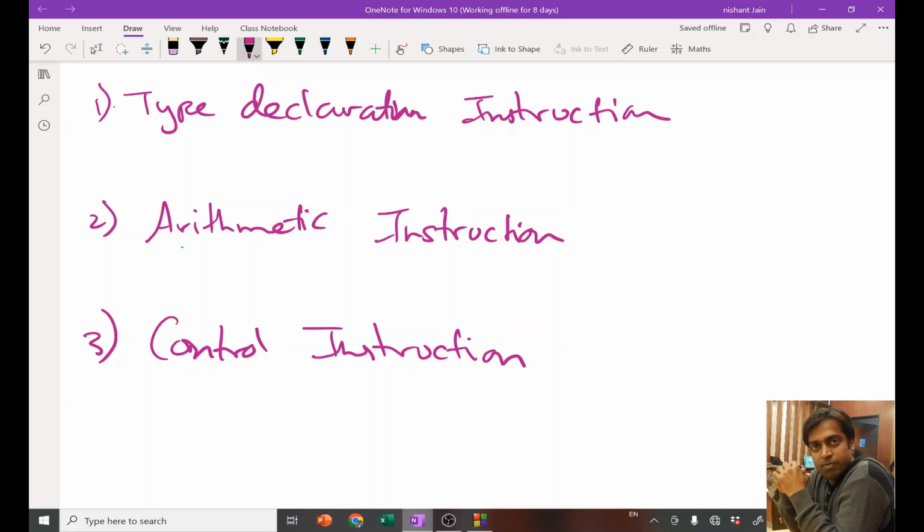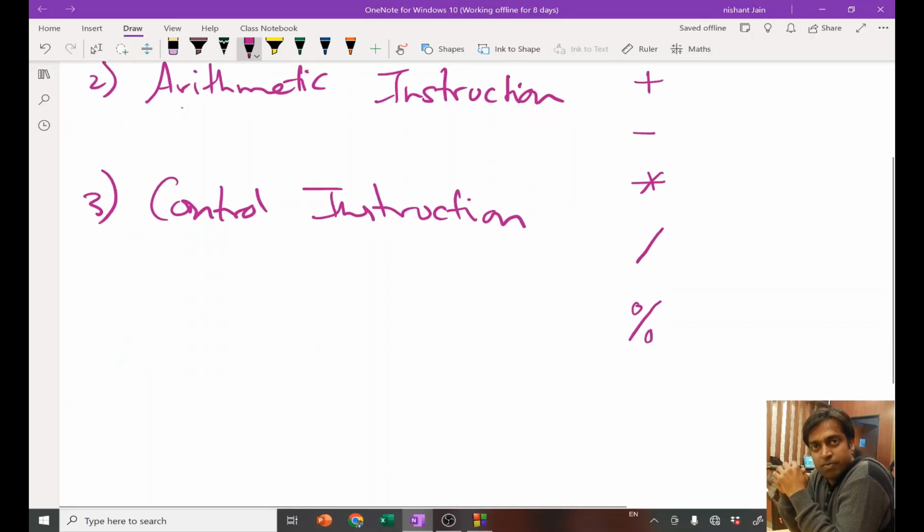Hello guys, in this video I am going to introduce arithmetic instructions. Arithmetic instructions involve 5 mathematical operators, which are addition, subtraction, for multiplication we use this symbol, for division we use this forward slash, and we have another symbol which is known as modulus.